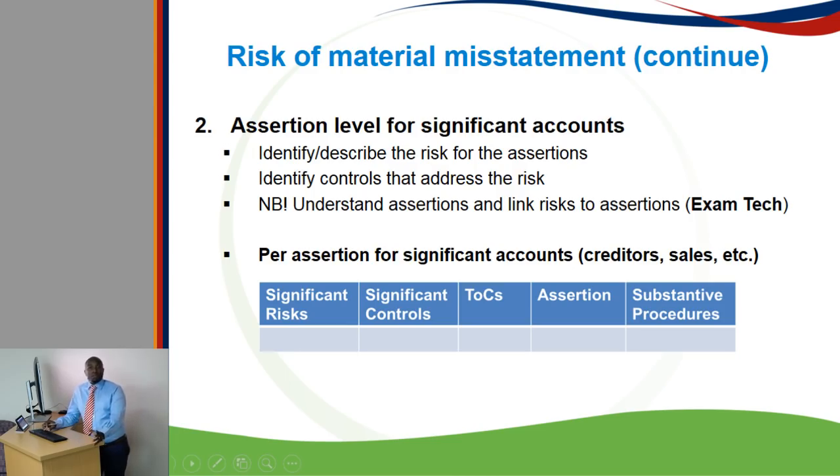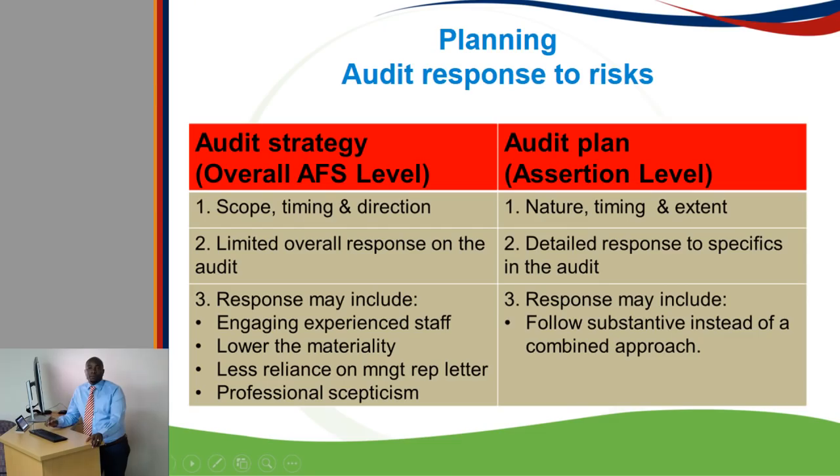In that way, you'll be able to determine the test of control and substantive procedure that you need to perform. Okay. During your planning process, you showed your audit responses to risks. The risk at the overall financial statement level, your audit response will be your audit strategy. That will be your scope, timing, and direction, and your responses. That includes also engaging experienced staff, lower materiality, reliance on management representation letter, professional skepticism, and the likes.